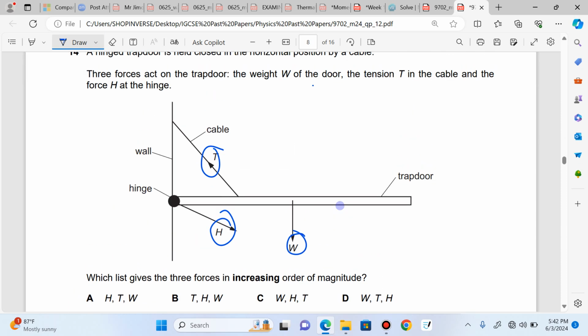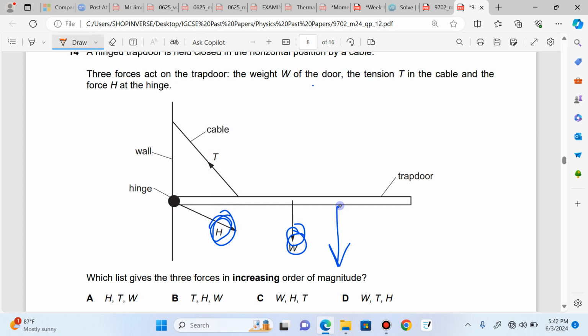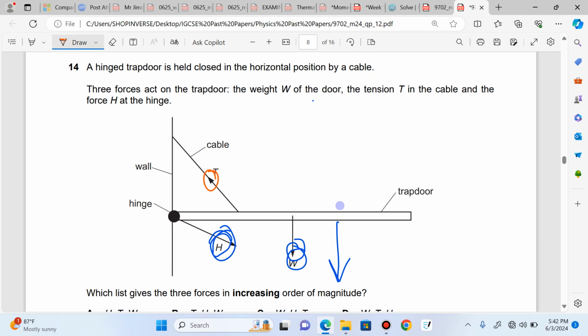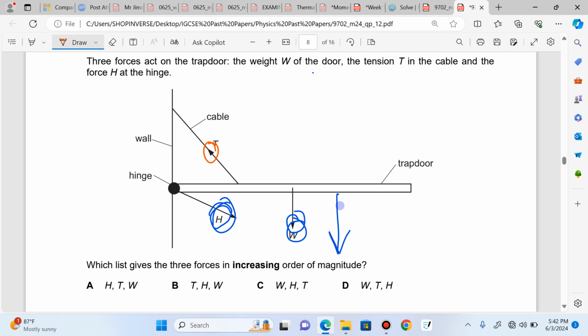Now, how do you get the increasing order of magnitude? Take note that these two forces in blue act in the downward direction, and the only force that acts in the upward direction is this one in red. This tension T is the only one acting upward, while the other two act downward. So which one do you think should be the highest, considering this condition? You know the resultant force on the object must be equal to 0. Automatically, T must be the highest.